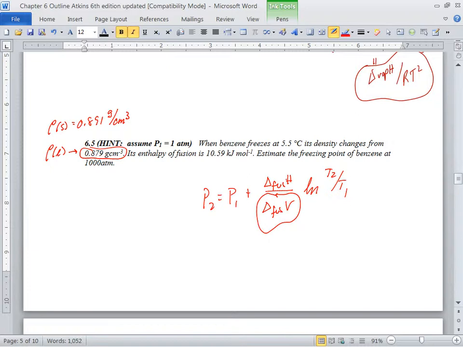Seems to me you should be able to subtract these two densities and then do the same thing, convert it to cubic meters per mole. I think you would get the same answer because those conversion factors should cancel out. How did I do it? I did each one individually. I found cubic meters per mole for each of these. Then I subtracted.